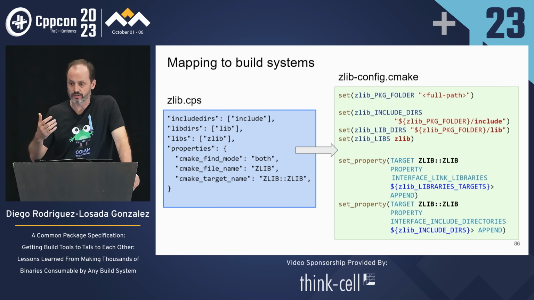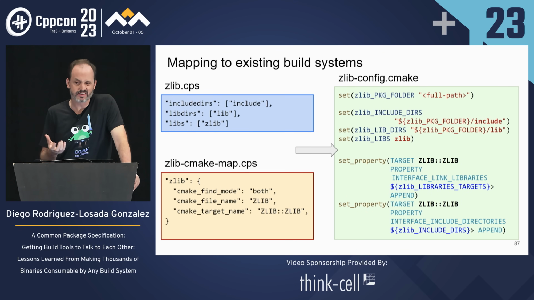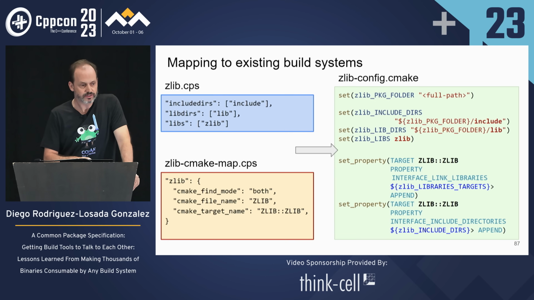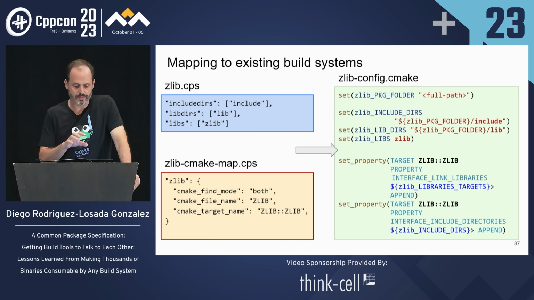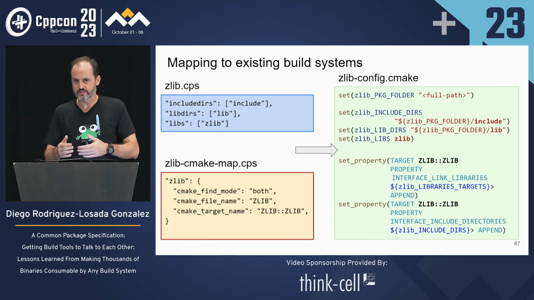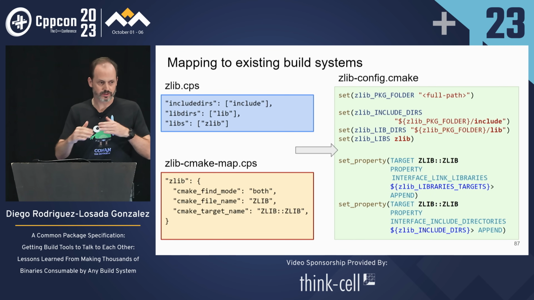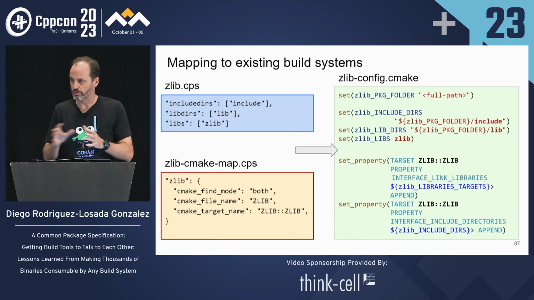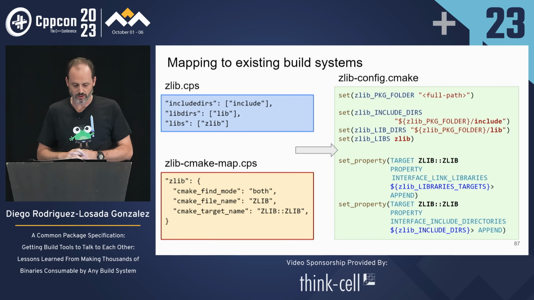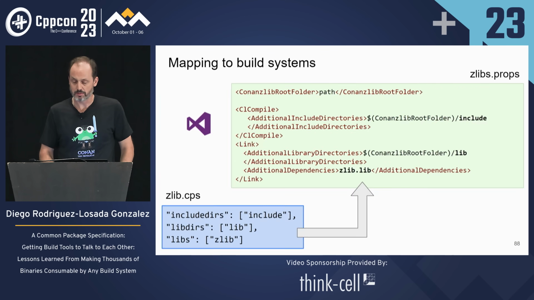There could be some discussion about the properties, for example. Is this really a responsibility of the CPS? Or is this something that the mapping from the CPS to config CMake files should contain? So we could discuss more or less the borders of this information, where we want to put each thing. But this is doable. So for CMake, it sounds like it won't be a problem.